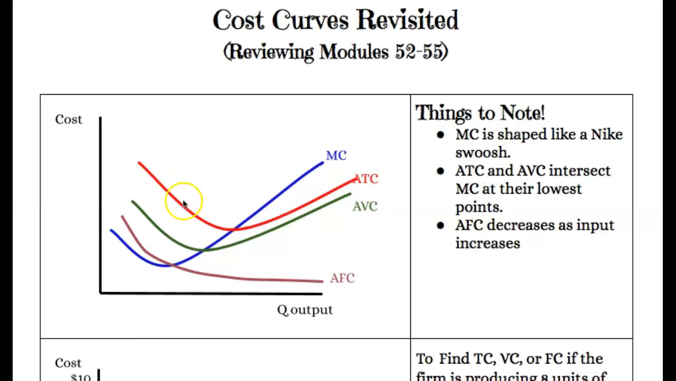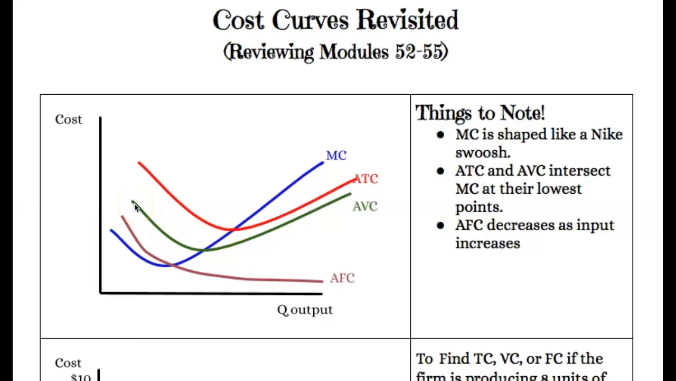Your ATC curve is kind of U-shaped, and it is at its lowest point where it crosses the marginal cost curve. Remember, average total cost is total cost divided by the quantity. Where it intersects with MC at its lowest point, that is what we often refer to as least cost output. So that is the output where it's costing you the least to produce it.